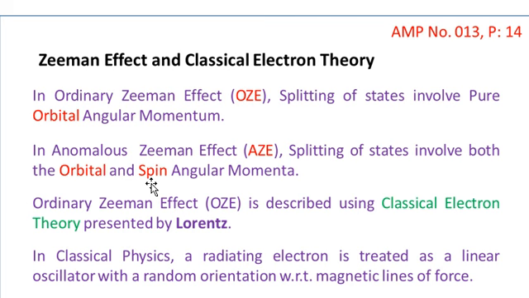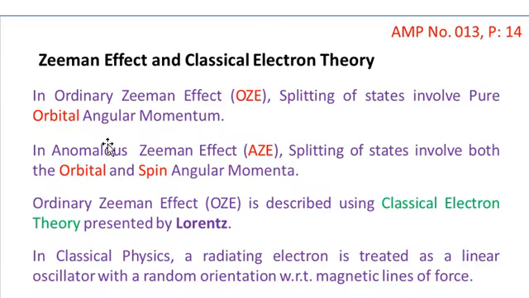And you know that when I say orbital magnetism, I am talking about three quantities: orbital angular momentum, orbital magnetic moment, and orbital quantum number. And when I am talking about the spin magnetism, I am talking about three quantities: the spin angular momentum, spin magnetic moment, and spin quantum number.